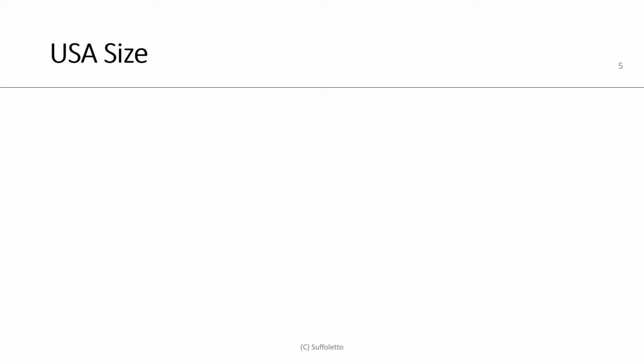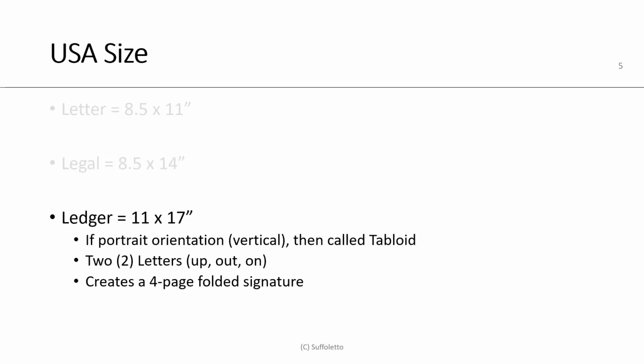In the US, the three most common paper sizes are letter, which is 8.5 by 11 inches. Then there's legal, which is 8.5 by 14 inches. And then there's ledger, which is 11 by 17 inches. Now, if the orientation is vertical, ledger then becomes called tabloid, in portrait orientation. With 11 by 17, you can fit two letter 8.5 by 11s up, which means in a flat sheet form, if you fold this once in half, you make a four-page folded signature.